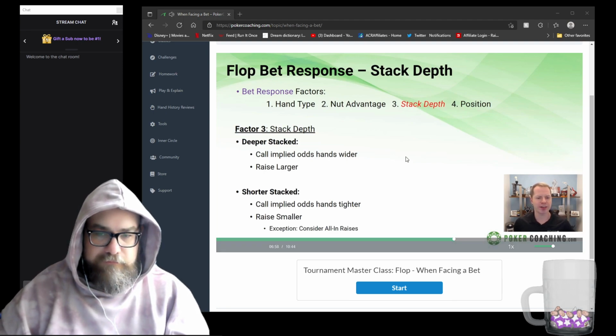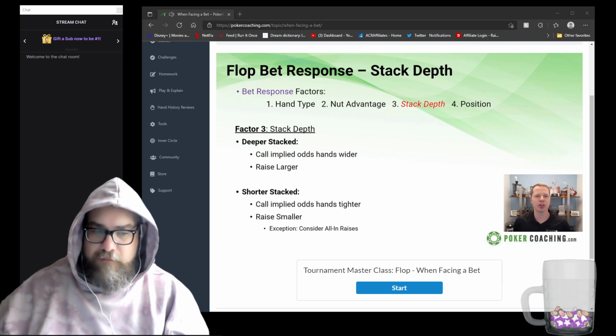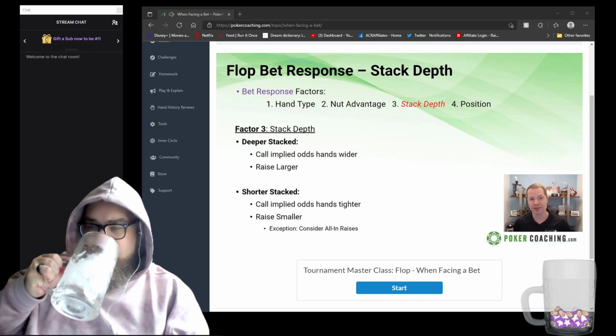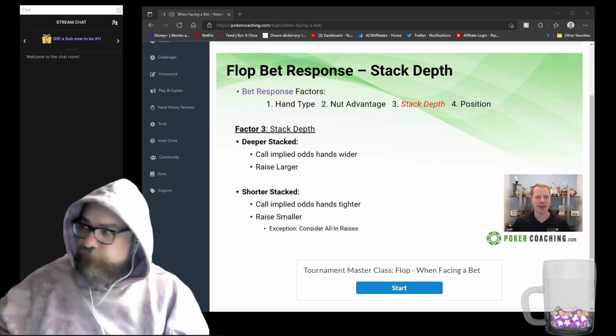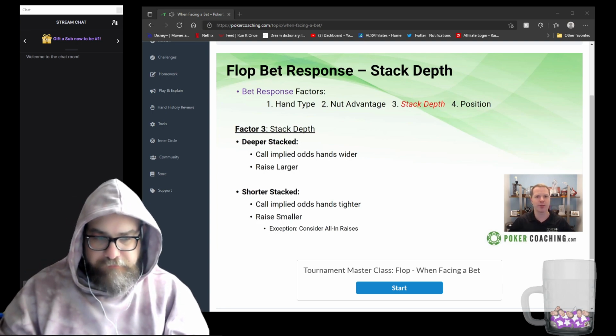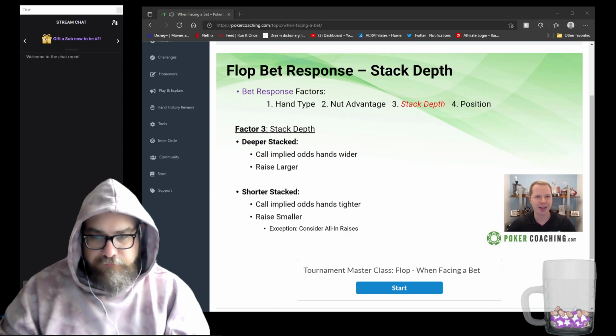And when you are raising, when you're deeper stacked, you want to be raising using a larger size in general, because you want to give your opponent poor odds, and also you want to raise bigger with your best hands because you want to be able to build the pot such that you can stack your opponent when you feel inclined to get all in by the river.